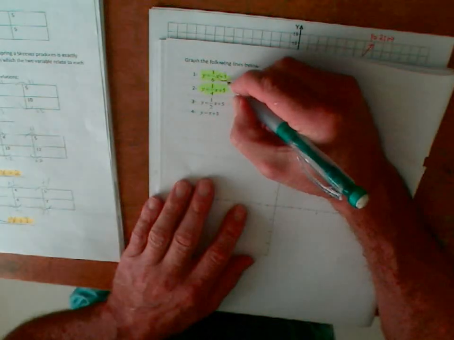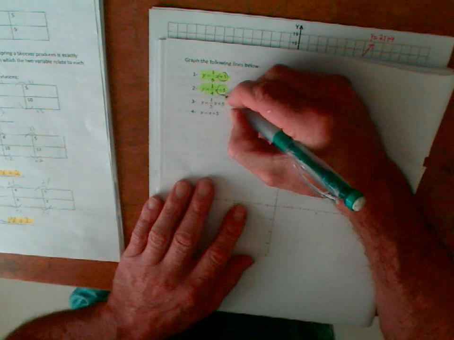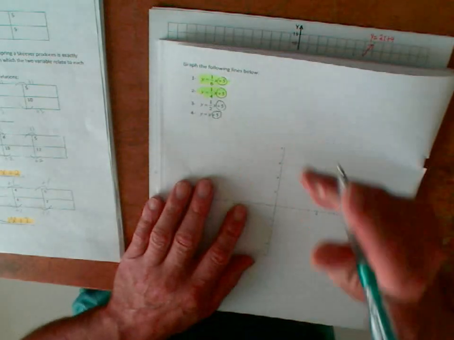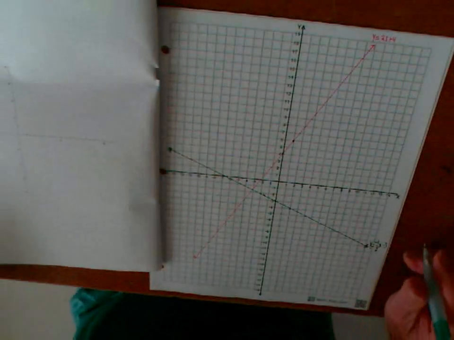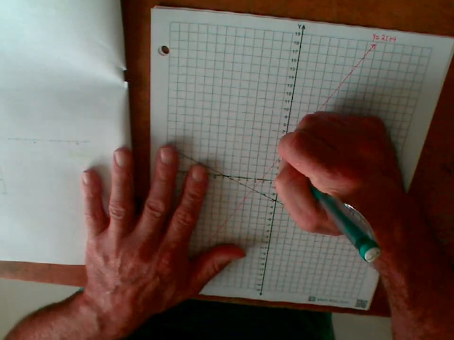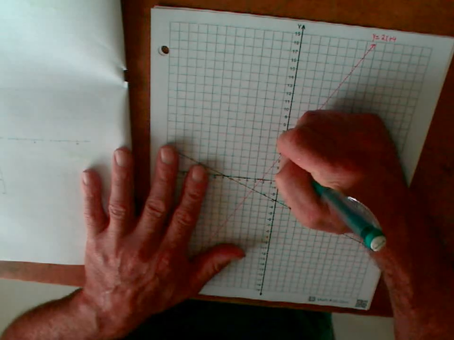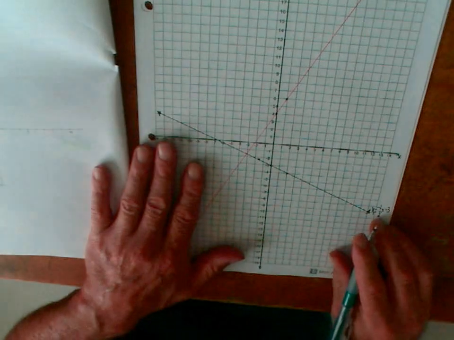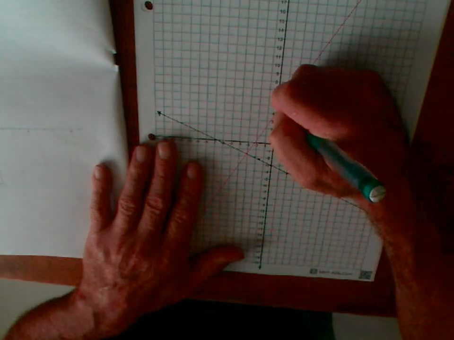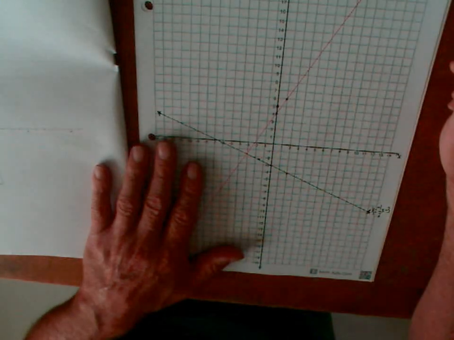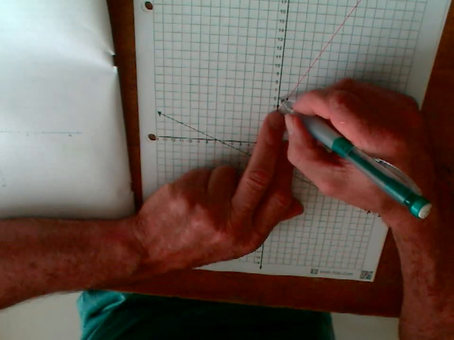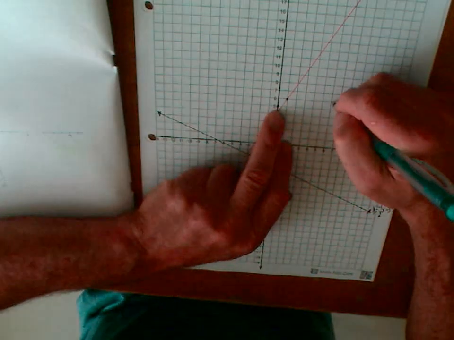These are all going to pass through the y-axis at positive 5. So the y-intercept is going to be 5. So let's put a little dot at 5. Am I making them big enough? I don't know. Okay, now let's apply a slope of 1 over 6. So we're going to rise 1 and over 6.